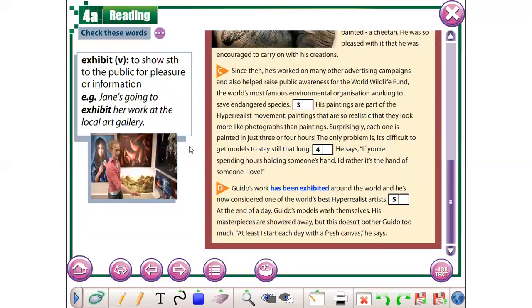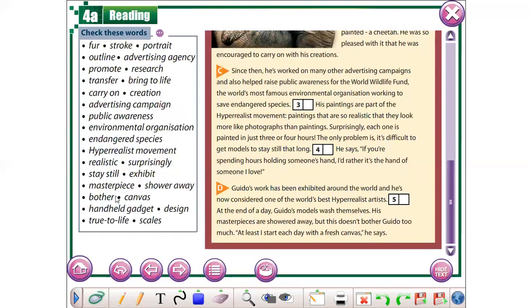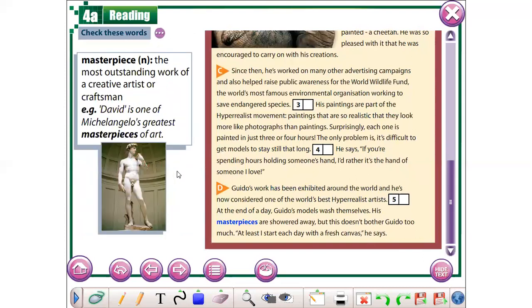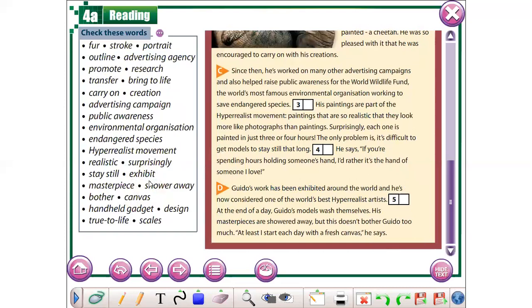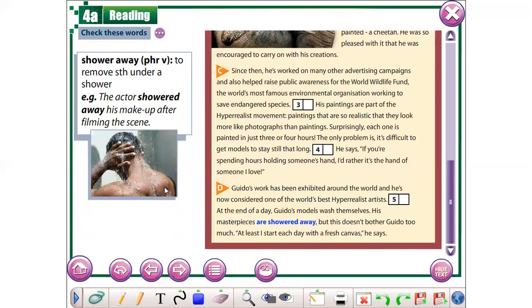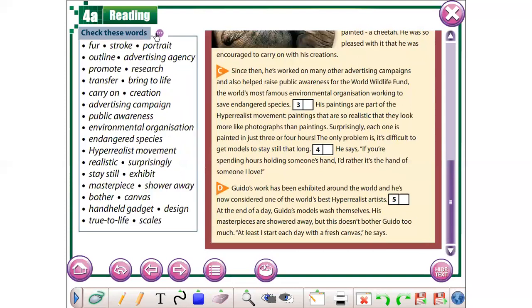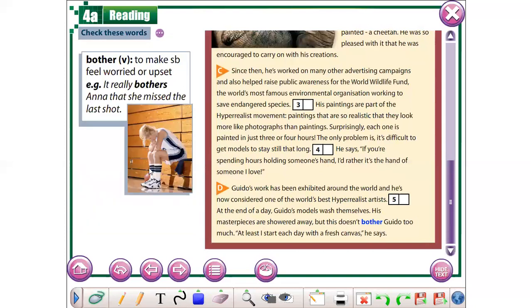Exhibit: to show something to the public. Exhibit, exhibir. Masterpiece: the most outstanding work of a creative artist or craftsman. Masterpiece, una obra maestra. Shower away: to remove something under a shower. Shower away, tomar un regaderazo. Bother: to make somebody feel worried, upset. Bother, molestar.